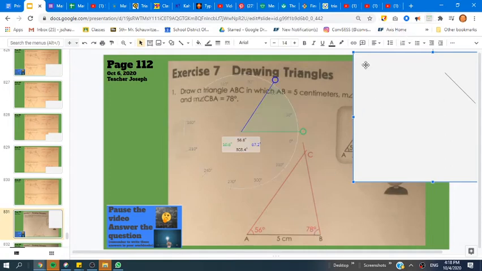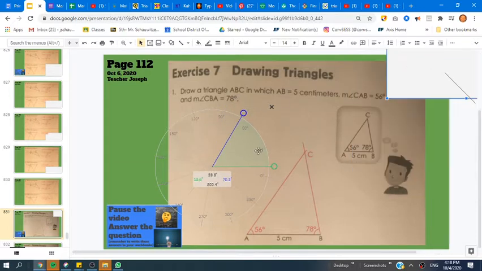Make sure when you're doing these problems you use your protractor, otherwise you won't be able to find those angle measurements. So move it over so that it creates those different angles. Check your answers to make sure that they're okay.